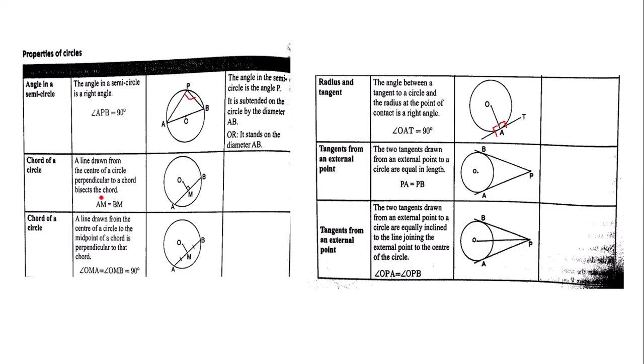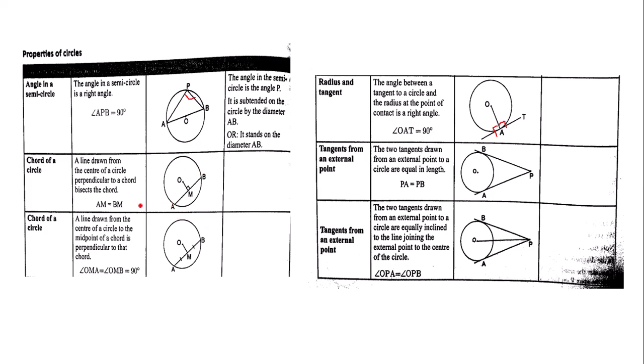The other theorem is chord of a circle, and remember, a chord is a line drawn from one point on the circumference of a circle to the other. So in this diagram, AB is a chord.